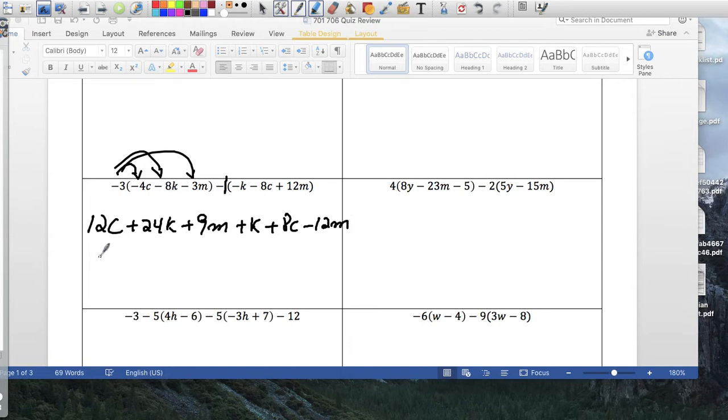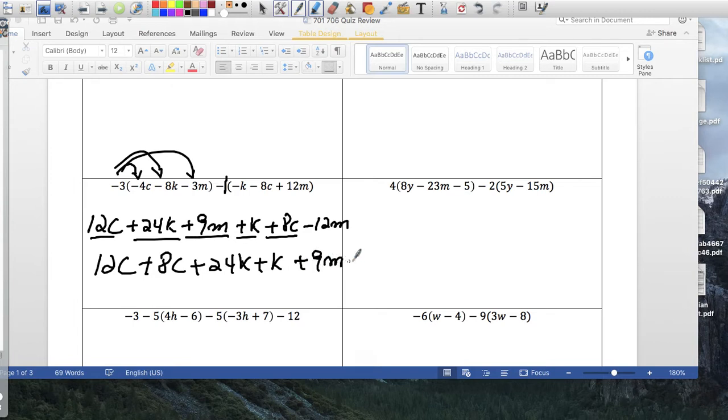See if you can combine some like terms. So 12c, I have another c over here. So these two will be next to each other. 24k plus k next to each other. And finally, that 9m minus 12n next to each other. 12c plus 8c is just 20c, that's nice and easy. 24k plus k, don't forget there's a 1, so that'd be 25k.